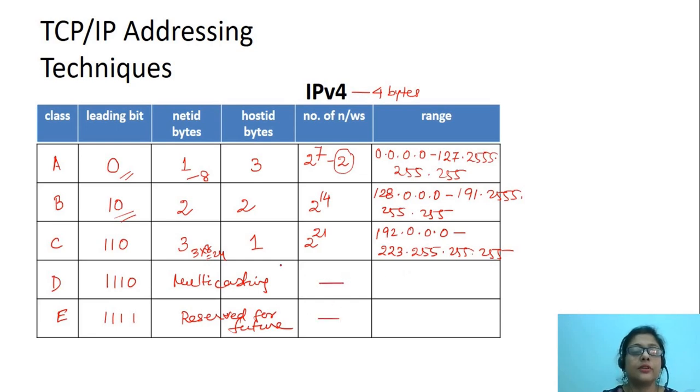For multicasting in Class D, we cannot define the network here. For E also we cannot define the network, but we can define the range. For Class D, it is from 224.0.0.0 to 239.255.255.255. For Class E, which is reserved for future use, the range is 240.0.0.0 to 255.255.255.255.